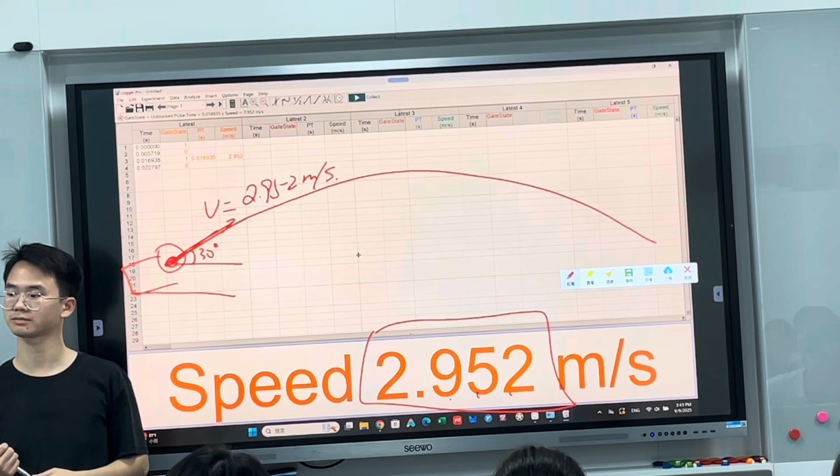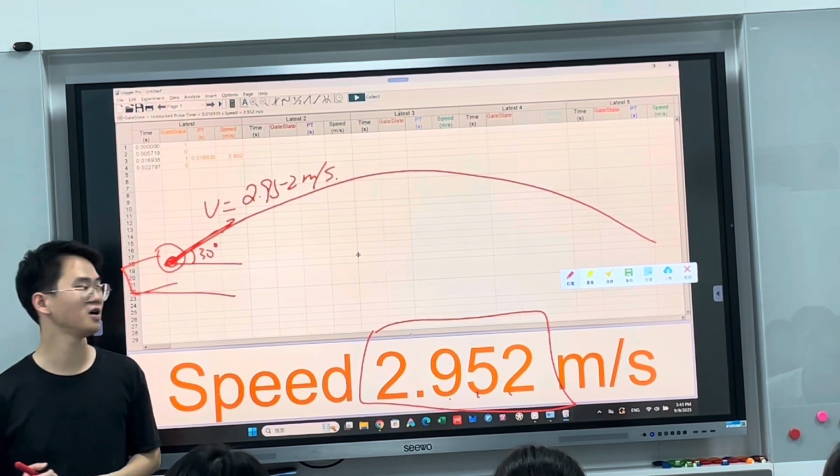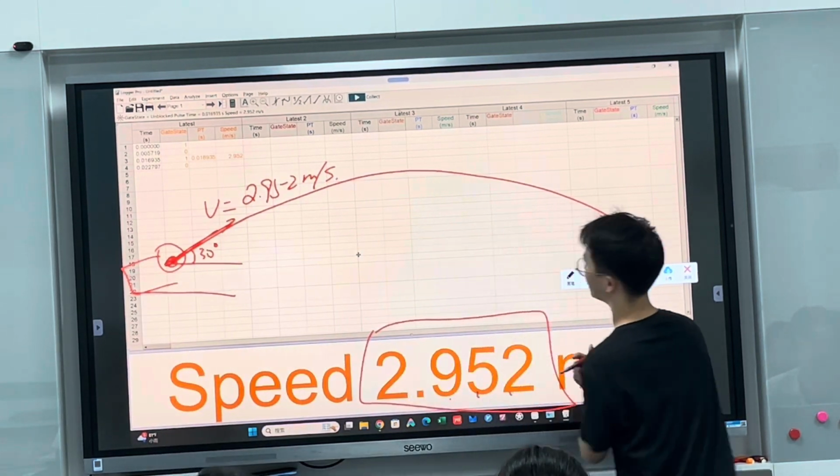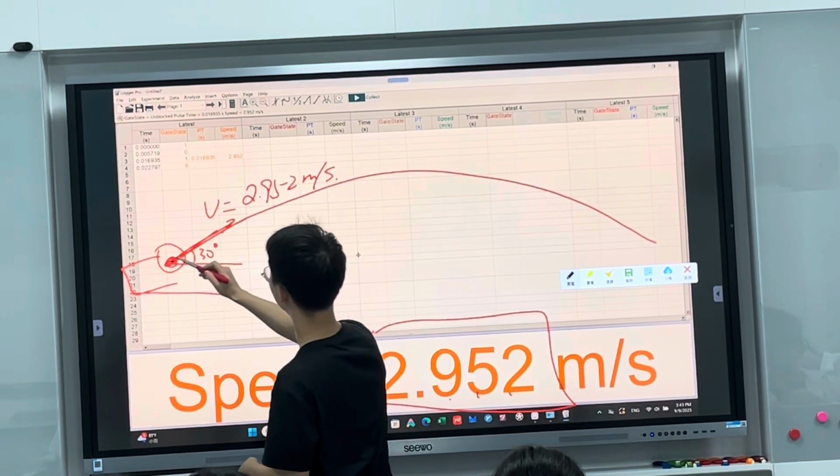Split it into vertical and horizontal. Split it into vertical component and horizontal component. How can we split this velocity here?